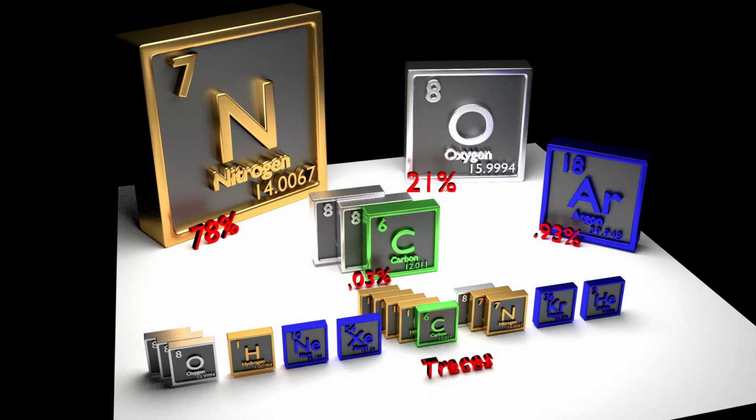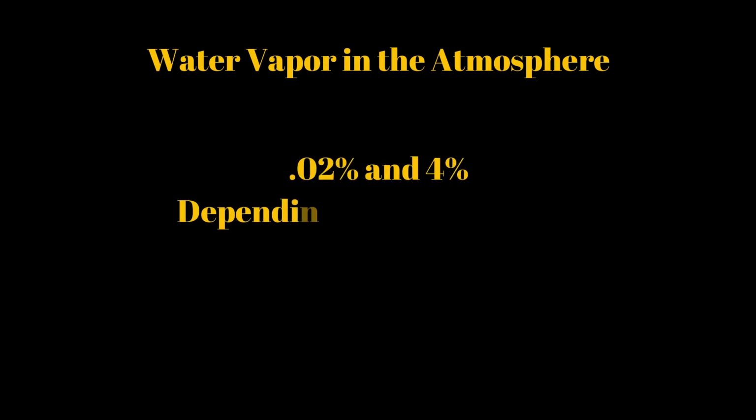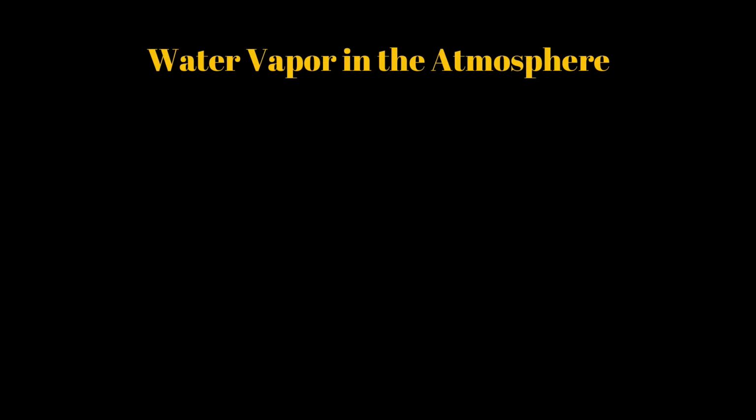The atmosphere is made up of all states of matter. In gases, 78% is nitrogen, 21% oxygen, 0.93% is argon, and 0.03% is carbon dioxide. Now, there's also traces of ozone, hydrogen, neon, xenon, methane, nitrous oxide, krypton, and helium. Water vapor in the atmosphere accounts for anywhere between 0.02% and 4% depending on temperature. The warmer the air, the more moisture in it.